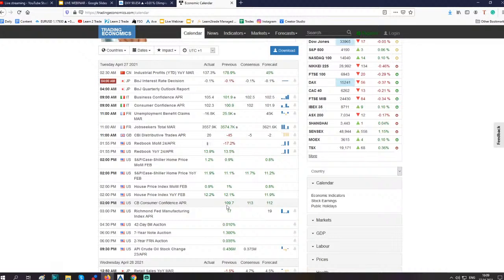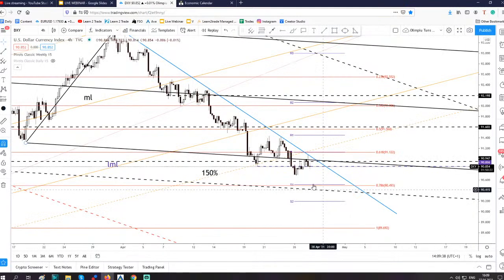A disappointment produced by this economic indicator, if the CB Consumer Confidence increases less than 113, if it disappoints later, then the DXY should continue to drop and approach the weekly S1, also the 78.6 retracement level.